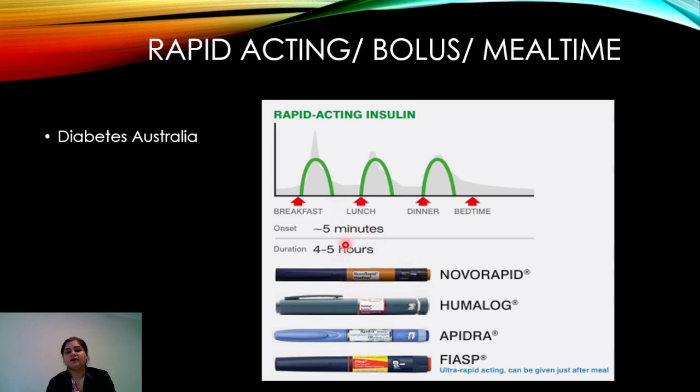So NovoRapid needs to always be given with the meals, when the meal is right in front of the person. You can see the onset starts within 5 minutes. It is so quick acting. Other brands are Humalog, Apidra, Fiasp. We haven't seen these very commonly. NovoRapid is the one that's more commonly seen in my experience as a district nurse in most of the clients' houses.